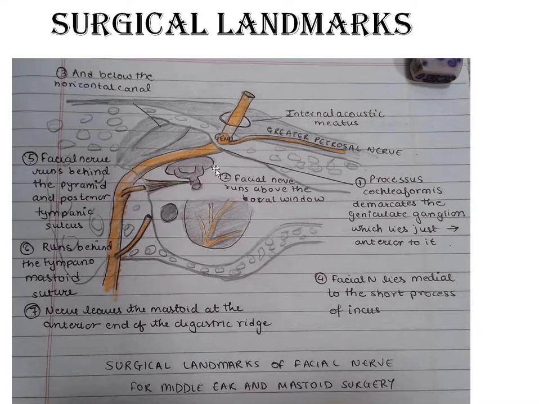We can see how the facial nerve runs above the oval window. Then it takes a turn. The facial nerve runs behind the pyramid and the posterior tympanic sulcus, and runs behind the tympanomastoid suture. The nerve leaves the mastoid at the anterior end of the digastric ridge. So these are the surgical landmarks. One needs to remember that the facial nerve lies medial to the short process of incus and processus cochleariformis. It demarcates the geniculate ganglion, which lies anterior to it.